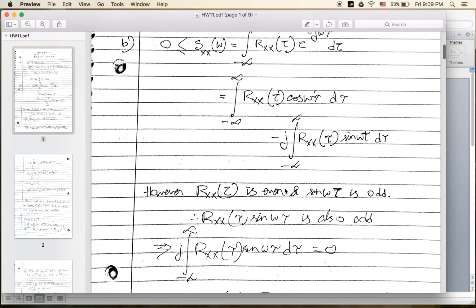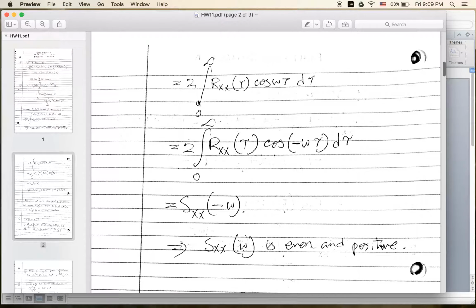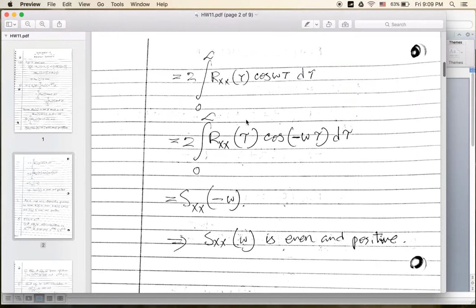Also similarly, as cos(omega tau) is an even function and r_x(tau) is an even function, this whole quantity is an even function. So we can replace the integral from minus infinity to plus infinity by 2 times the integral from 0 to infinity. That's what we do here: 2 times the integral from 0 to infinity of r_x(tau) cos(omega tau) d tau.